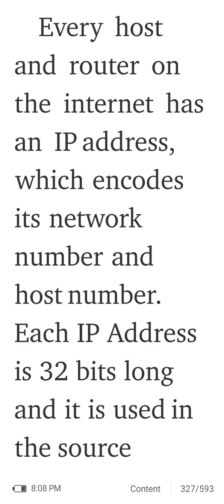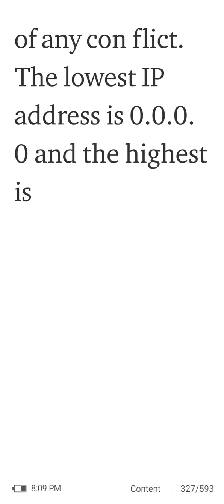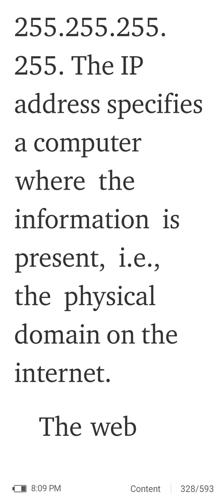So every host and router on the internet has an IP address which encodes its network number and host number. Each IP address is 32 bits long and it is used in the source address and destination address fields of IP packets. The network number is assigned by the Network Information Center, NIC, to avoid the possibility of any conflict. The lowest IP address is 0.0.0.0 and the highest one is 255.255.255.255.